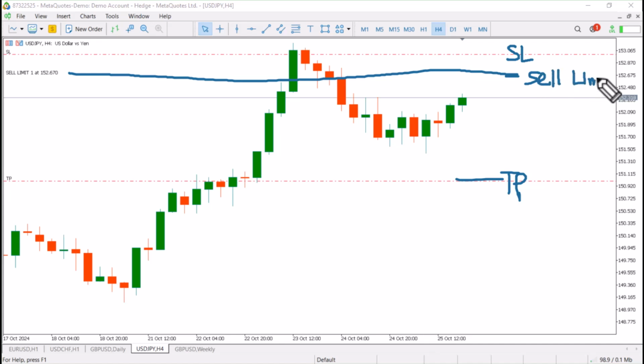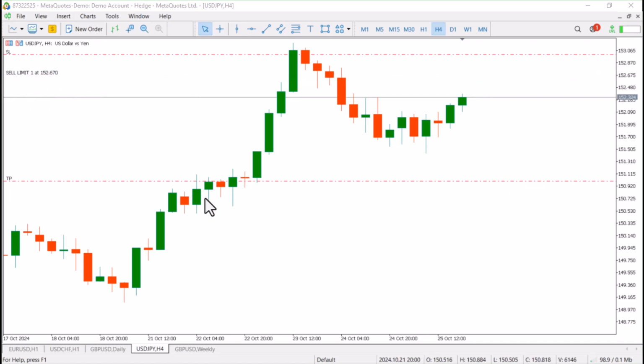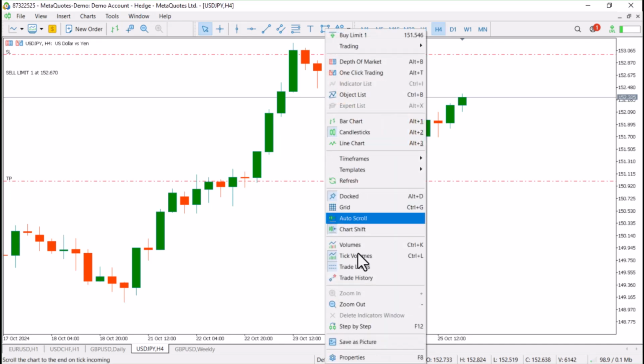So when the market comes into these zones, what will happen? Our sell limit will be triggered. This is our sell limit at this price level right here. Now you can see that. So this is how you set your sell limit.